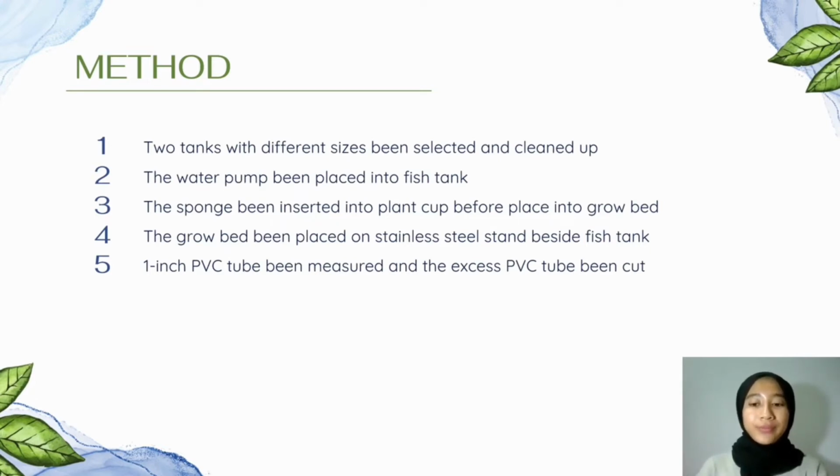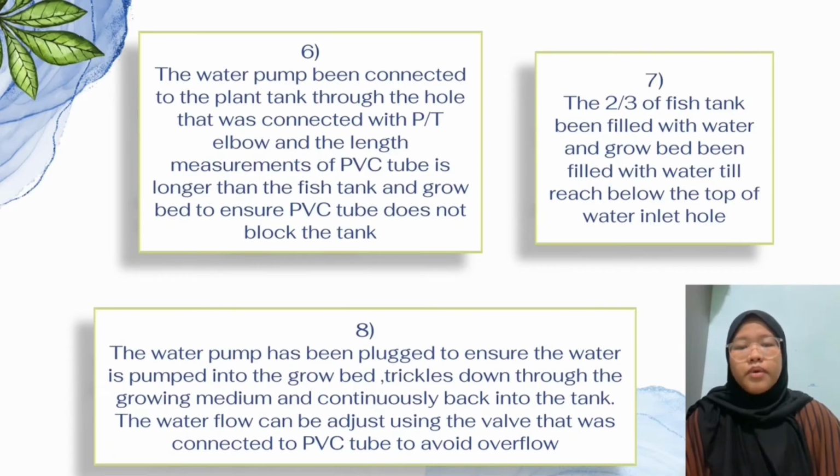Thank you. Sixth, the water pump is connected to the plant tank through the hole that was connected with a PVC elbow, and the length of the PVC tube is longer than the fish tank and grow bag to ensure the PVC tube does not block the tank. Seventh, two-thirds of the fish tank is filled with water and the grow bag is filled with water until it reaches below the top of the water inlet hole.